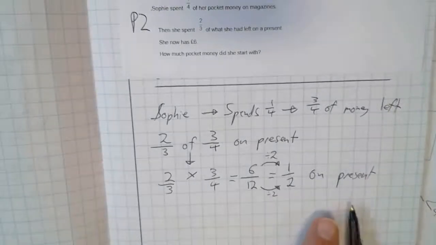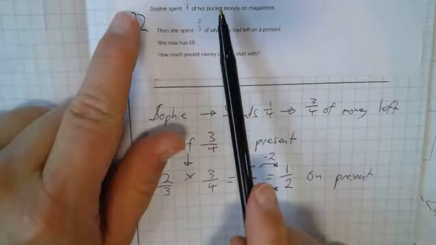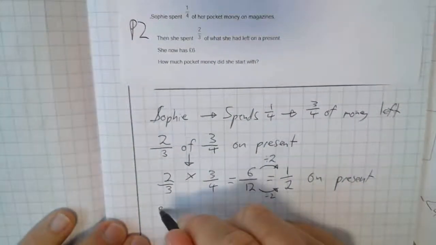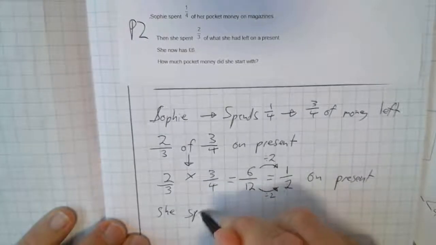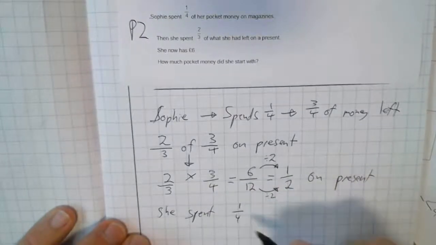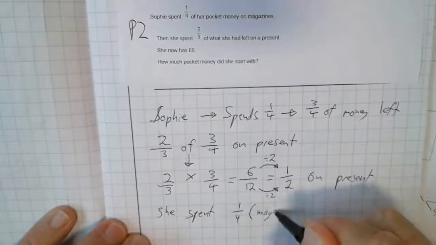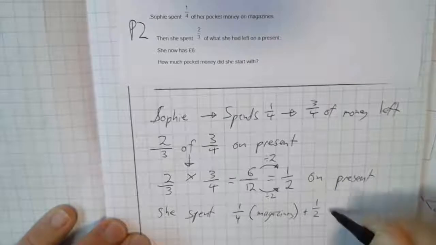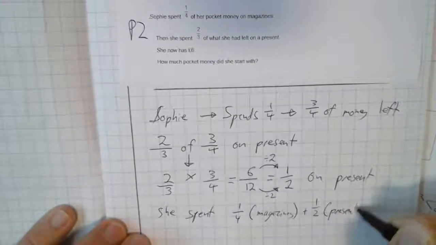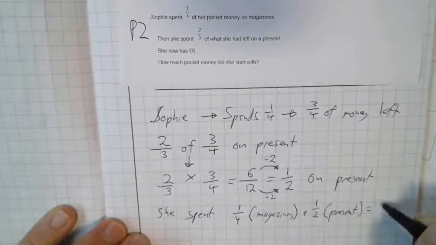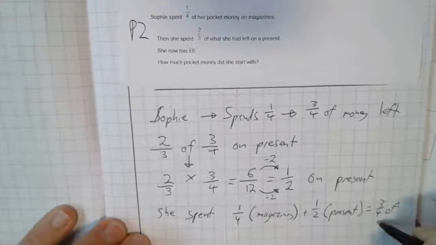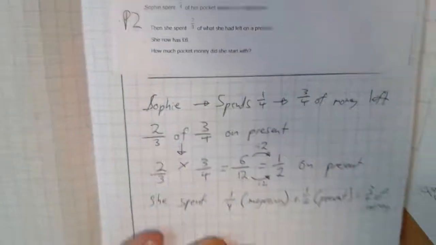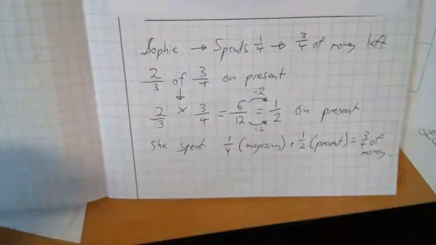So she spent half on the present, and she spent 1/4 on magazines. So altogether now, she spent 1/4 on magazines, plus a half on a present. So she has spent 3/4 of her money altogether at this point. Yeah, because she spent a half plus 1/4, which is 3/4.